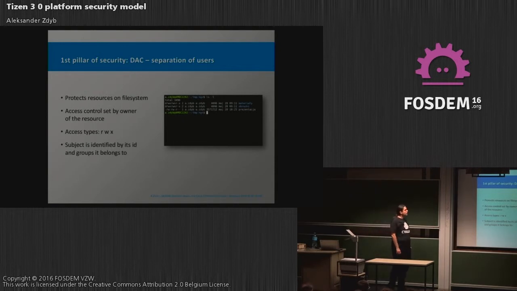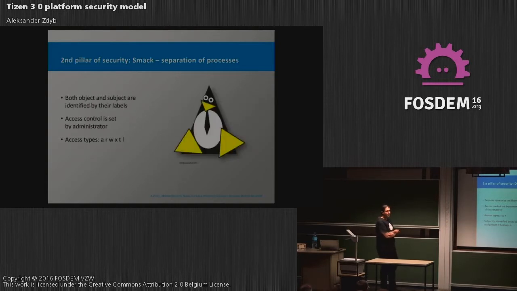First is DAC. As most of you know, if you don't know what DAC is, then you will know now. It's the classic Unix access control system from 40 or 50 years ago. The basic types of access are reading, writing, and executing resources. The main thing about it is that the owner manages access to the resources. It is used to separate users.